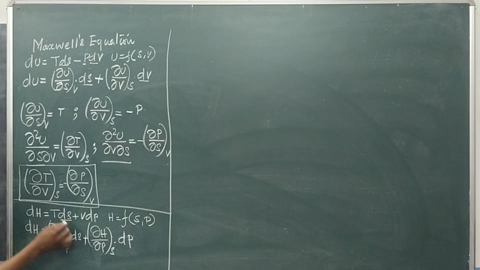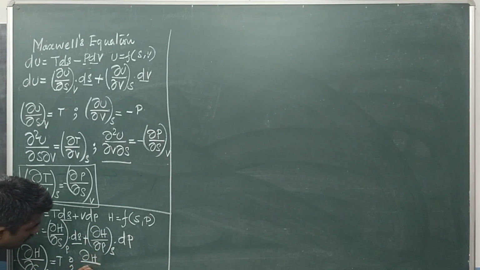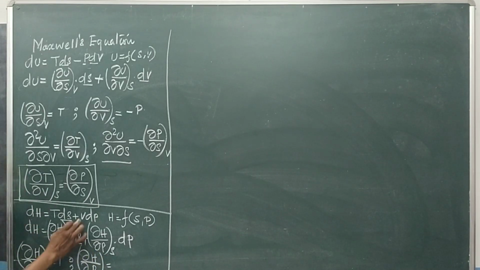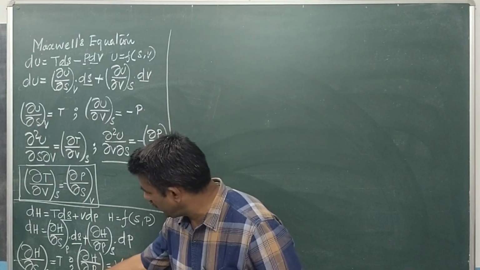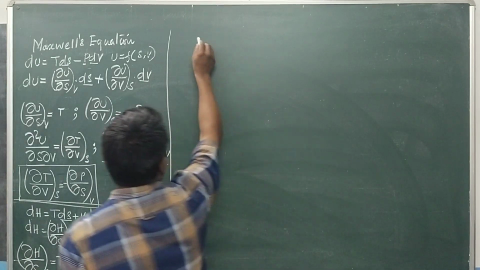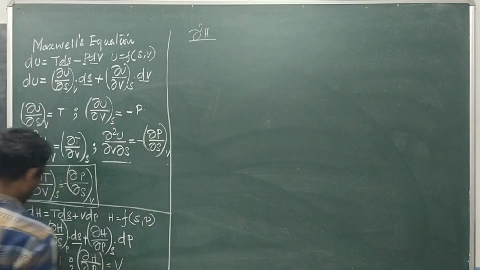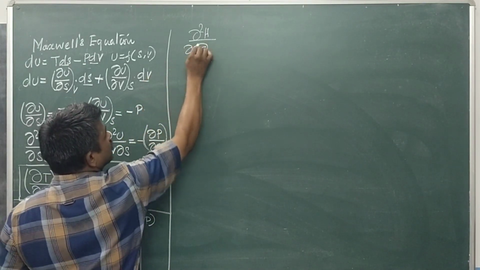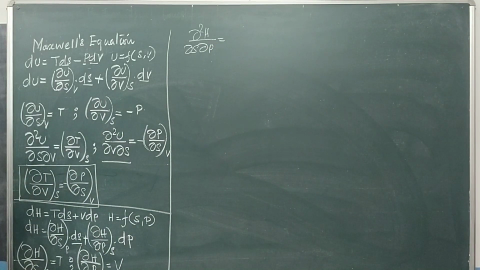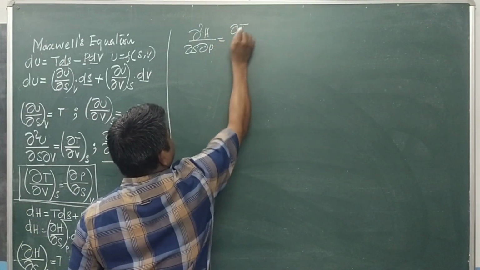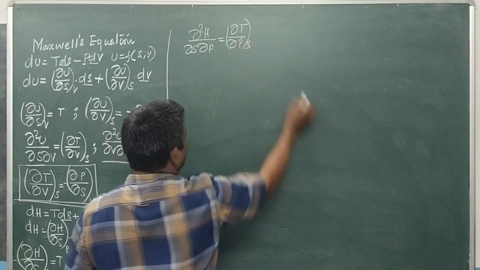See this equation, the change in entropy. Hence, (∂H/∂S) at constant P is equal to T. Similarly, (∂H/∂P) at constant S is equal to V. Here, second differentiation with respect to P at constant entropy: therefore ∂²H/∂S∂P is equal to (∂T/∂P) at constant entropy.